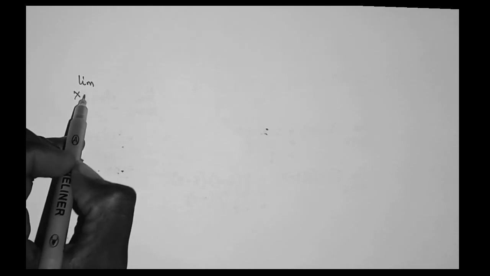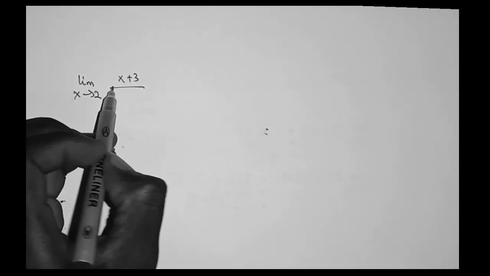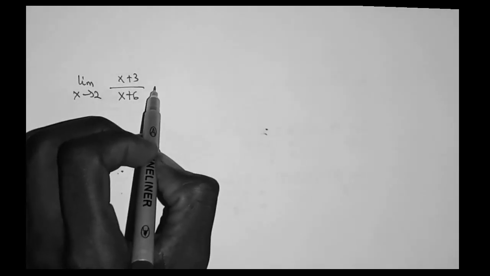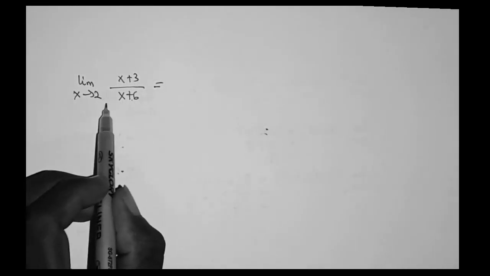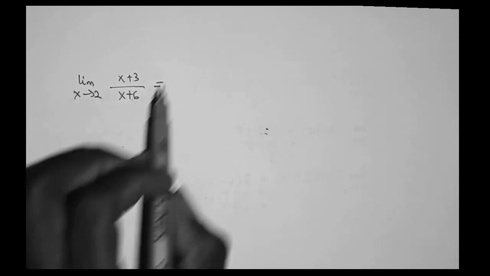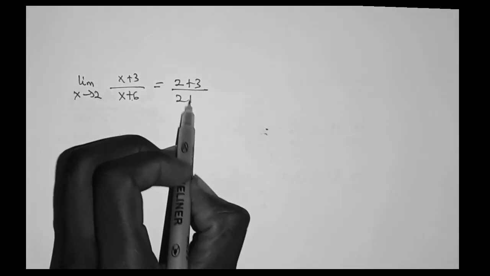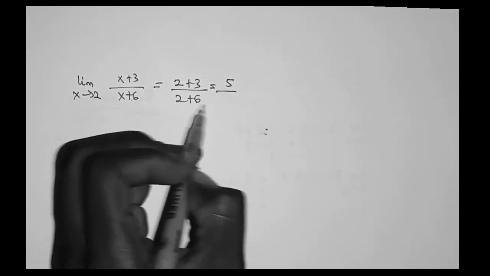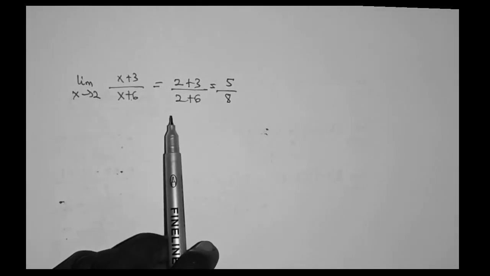So what about the limit as x approaches 2 of x plus 3 divided by x plus 6? This one too is straightforward. If you put 2 here, it doesn't go to 0 because 2 plus 6 is 8. So therefore, this is equal to 2 plus 3 divided by 2 plus 6. 2 plus 3 is 5 and 2 plus 6 is 8. So this limit is 5 over 8.